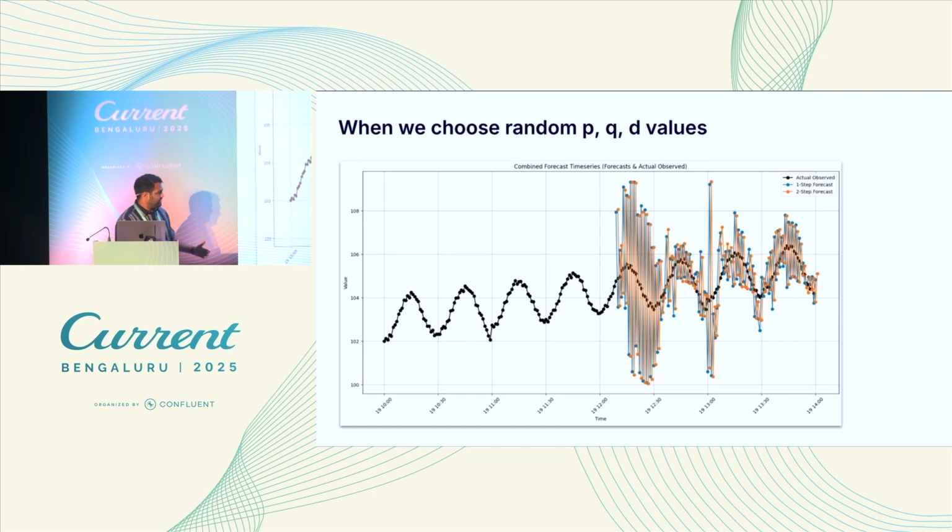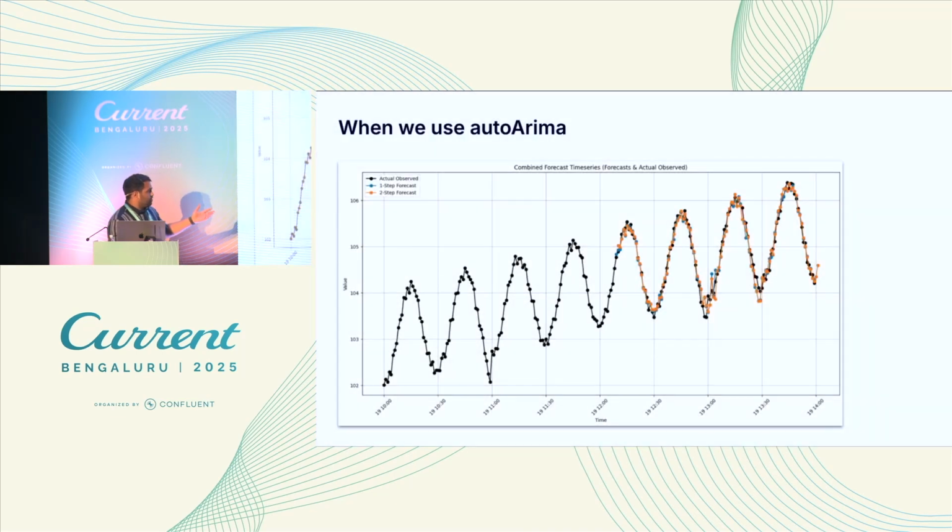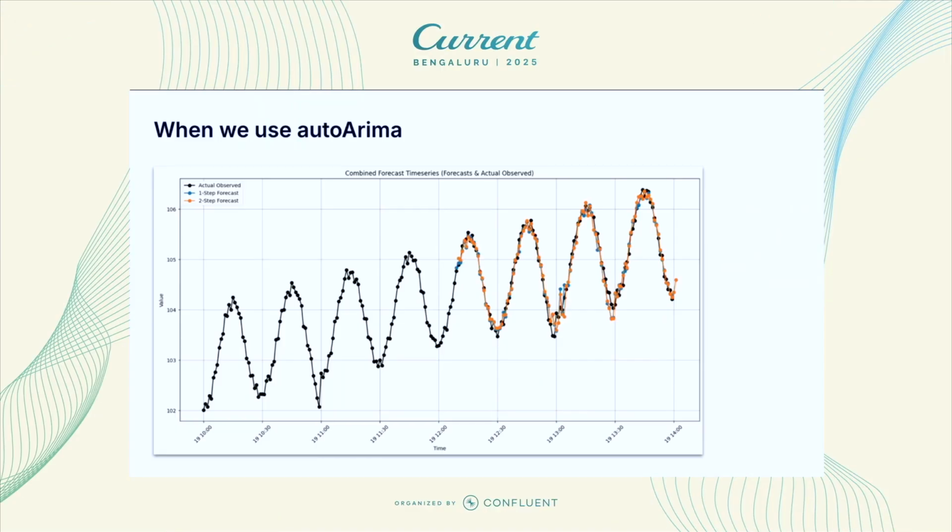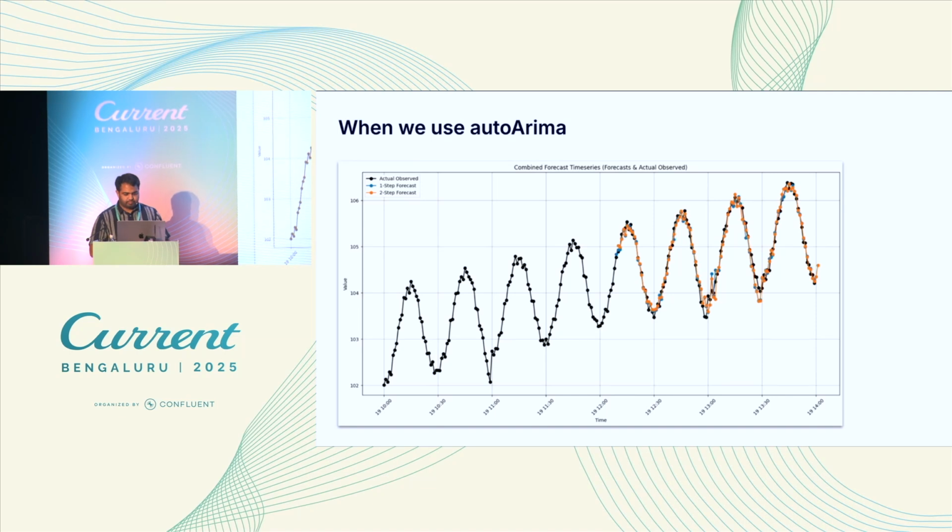But if you don't understand your data, you can use AutoARIMA, which aligns really well with the data, where the black line is, again, the actual data point with the same seasonality, same trend. And the orange and the blue, which have one-step and two-step forecasts, aligned really well with the data. So if you use this, you could expect the model to fit really well with the data provided.